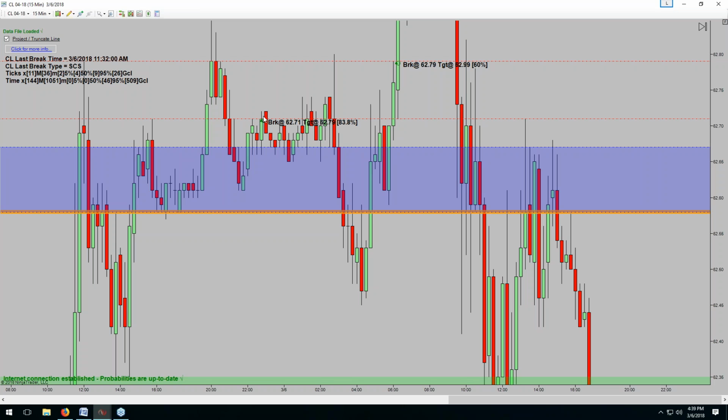So what you'll find is that when price is breaking this line, this little green circle doesn't pop in ahead of time. Hopefully you can see that there. What it will do is once price breaks it, not always, but if it's an area that has a high probability, it will pop in this little indication here: break at 62.71, target is 62.79 with the 83.8 probability. But price has already traded through it, so it's not a big deal.